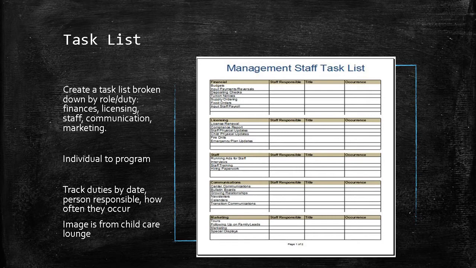And then also the images from the child care lounge. So I found this online. I think it would be really easy to change it to be specific to your program. So you can even take off the staff responsible thing, and it could just be things that you're working on, when it's going to happen, and then also when it's going to occur.